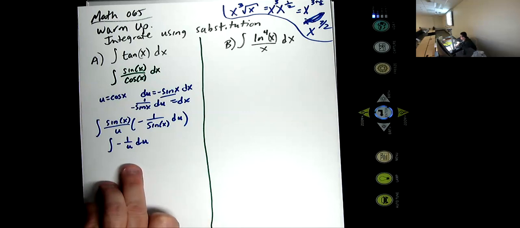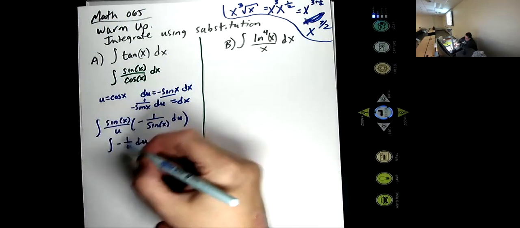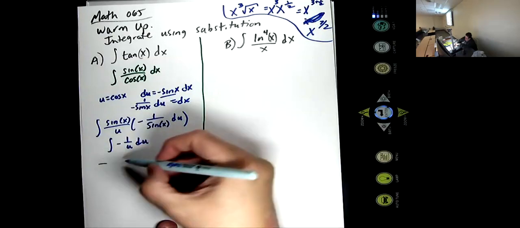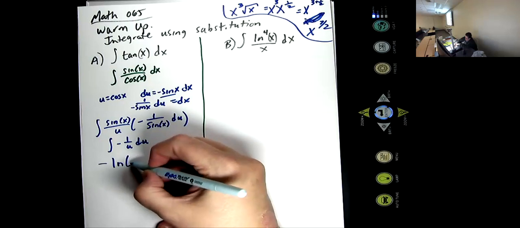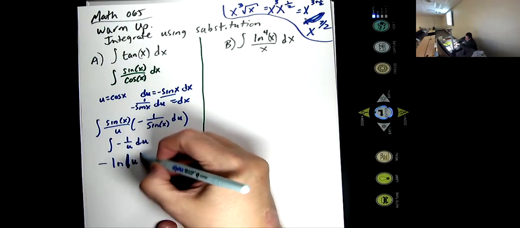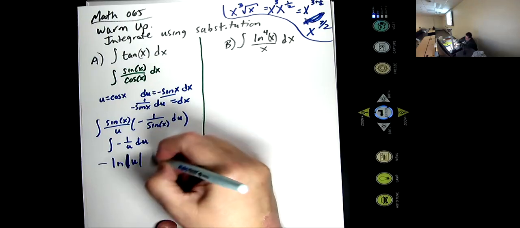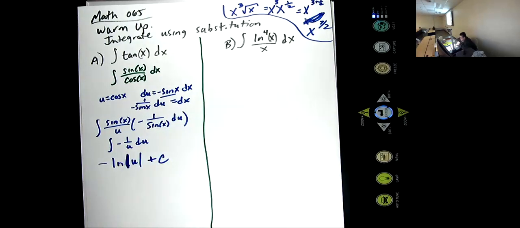What do we take the derivative of that would give us 1 over u? Ellen, yeah. I'm going to move the negative outside so that we're just doing the 1 over u. ln of u is what it is. It's going to be absolute value of u, just to make sure. And then we have our constant of integration.